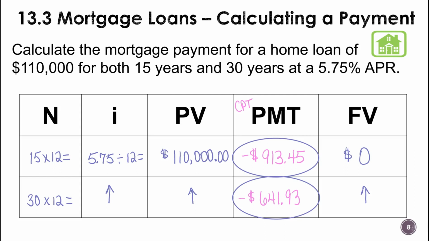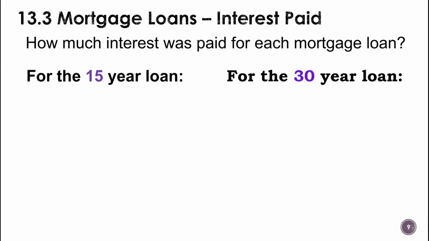So you can look at those numbers and think about how you would compare those, which we are actually going to do because we want to look at how much interest was paid for each loan. Now, if you haven't looked at these kind of things before, it might be eye-opening. Like, whoa, that is a lot of money. For a 15-year loan, 15 times 12 is 180 payments, and 30 times 12 is 360, so that one was 360 payments.